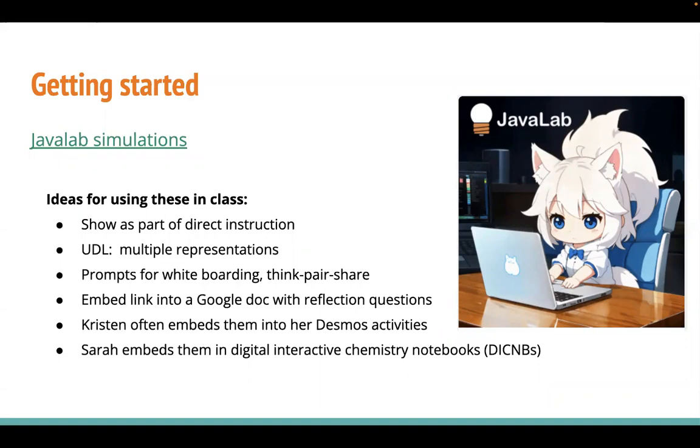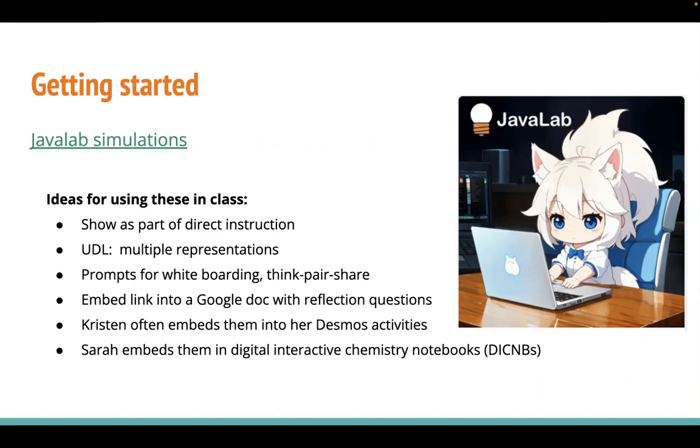And then I use digital interactive chemistry notebooks and really focus on three-dimensional learning using NGSS, or in New York State, we call it NYSSLS, the New York State science learning standards. So I use these Javalabs quite a bit to help support an anchoring phenomenon that occurs at the beginning of a storyline.